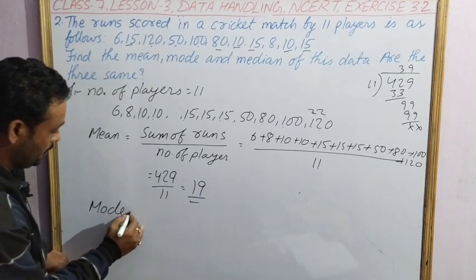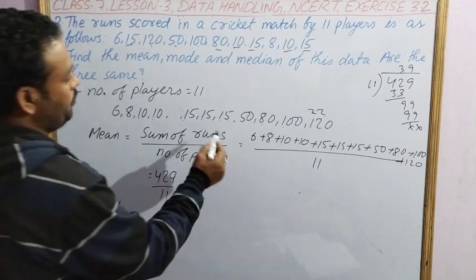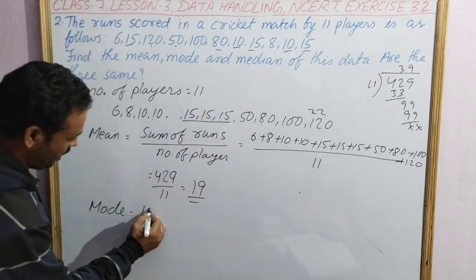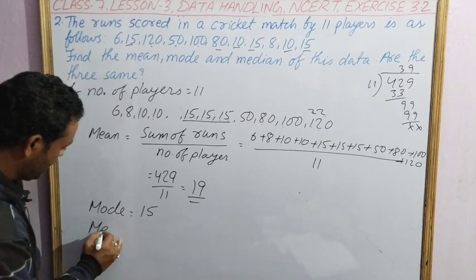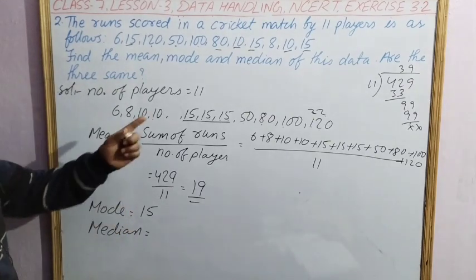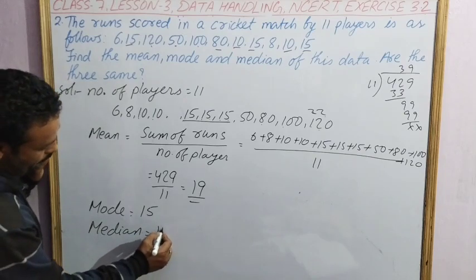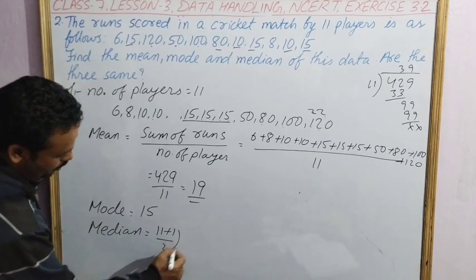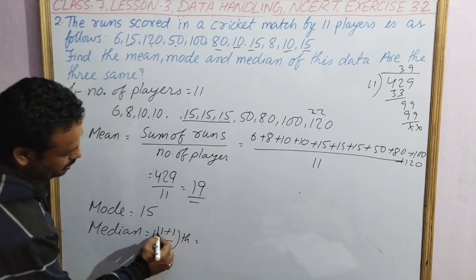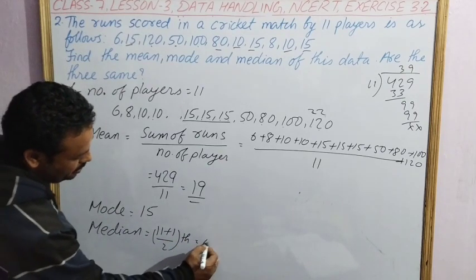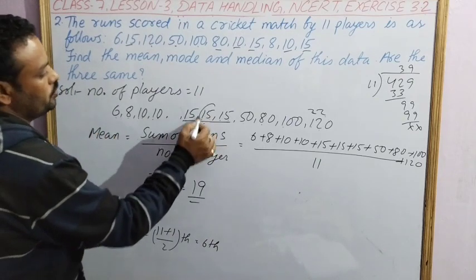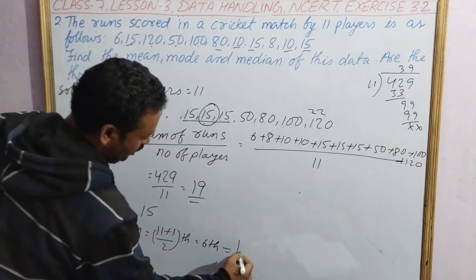Mode: maximum, you can see 15 is coming the maximum number of times, so the mode will be 15. Then median: the total observations are 11, so 11 plus 1, that is 12, divided by 2, the 6th one. The 6th one means 1, 2, 3, 4, 5, 6. This one is the median. Median is equal to 15.